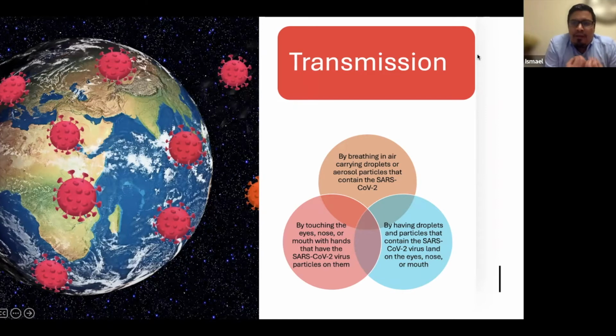So, talking about the transmission, we can say the following. By breathing in the air carrying droplets or aerosol particles that contain the SARS-CoV-2. Also by touching the eyes, nose, or mouth with hands that have the SARS-CoV-2 virus particles on them. And it can also be transmitted by having droplets and particles that contain the SARS-CoV-2 virus land on the eyes, nose, or mouth.